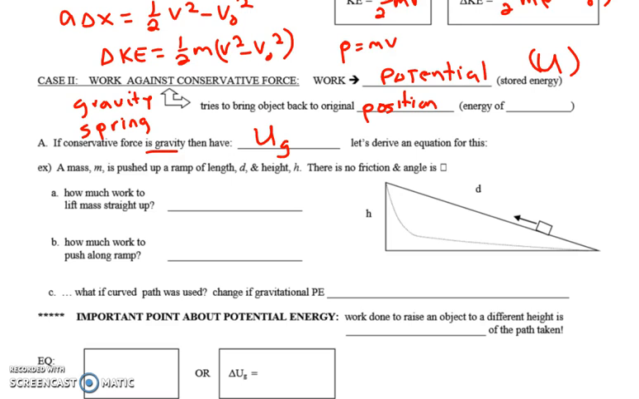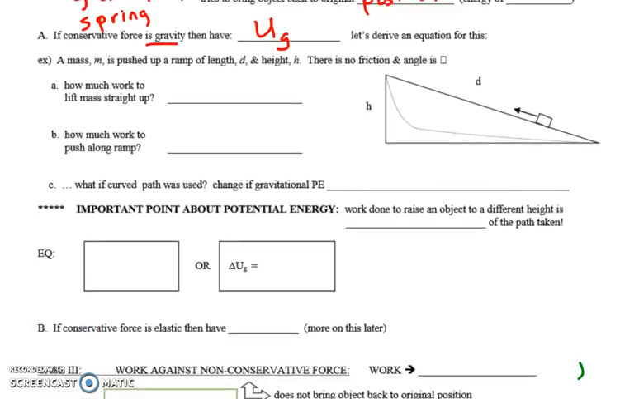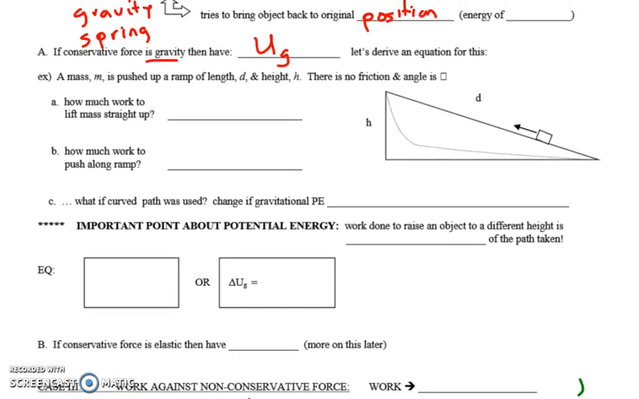And it doesn't matter how we lift it. We could use a ramp, we could use an elevator, we could use stairs, we could go straight up. The beauty is the amount of energy it has is the same. And it's equal to the work to lift it straight up, which is equal to the weight of the object times the distance we lift it, which is the height.